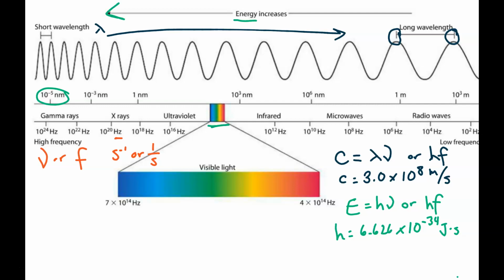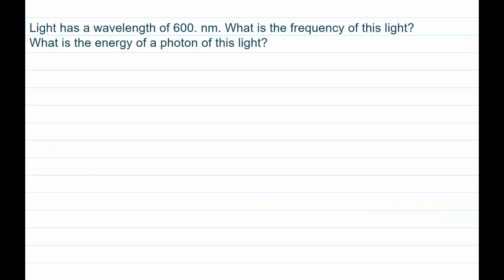So let's relate this to two kinds of problems. Just a straight, direct light math problem, where we move around equations, and one that's a little more chemistry related. So here's just a straight, direct light math problem. I've given the wavelength of light is 600 nanometers, and I want to know first what is the frequency of this light. Well, I know the equation that relates wavelength to frequency is c equals lambda nu, or lambda f.